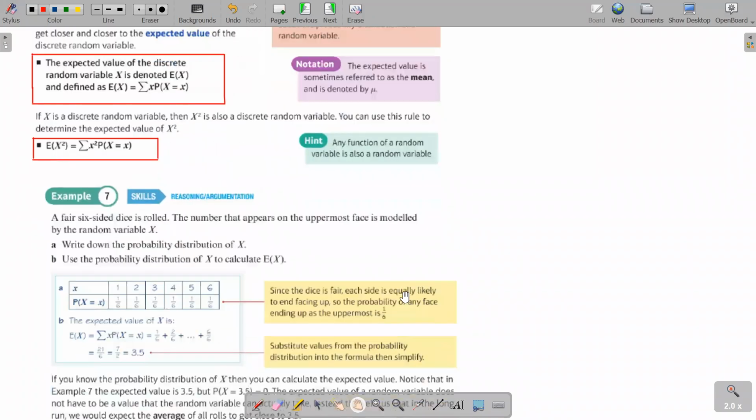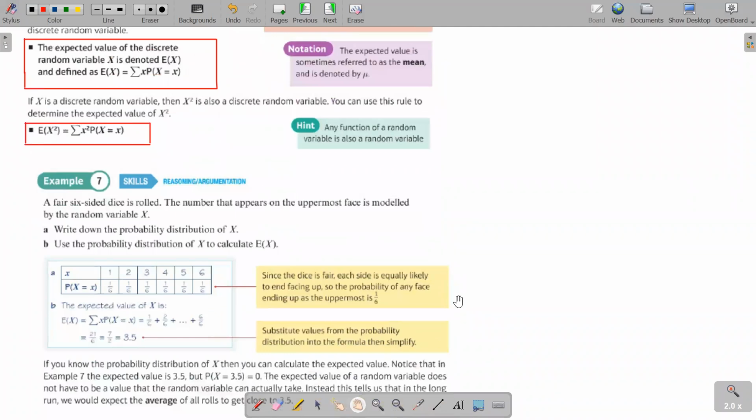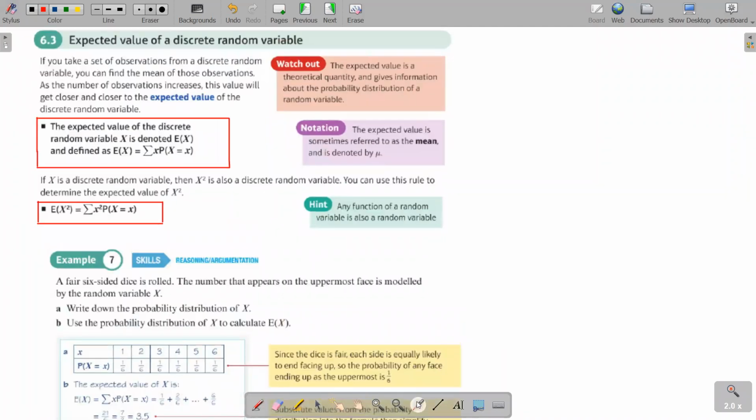Okay, so for example, let's just quickly look at this example to understand what they're talking about here. A fair six-sided dice is rolled. The number that appears on the uppermost face is modeled by the random variable capital X. So when you're working with the dice, what are the outcomes you expect? 1, 2, 3, 4, 5, 6. So for X, you have 6 values: 1, 2, 3, 4, 5, 6.